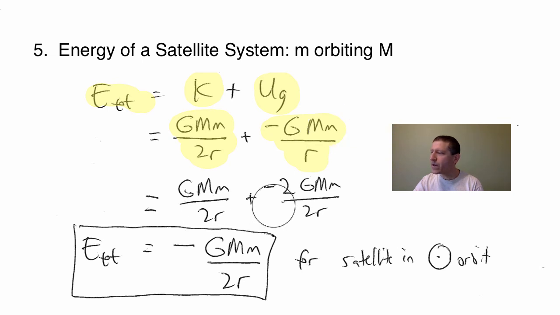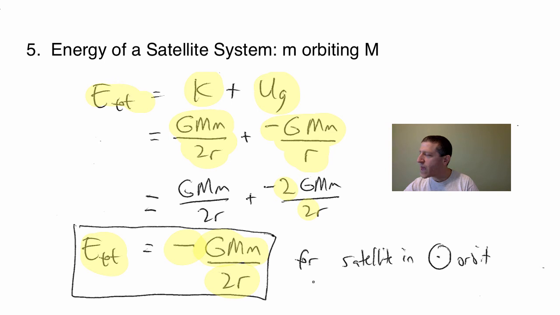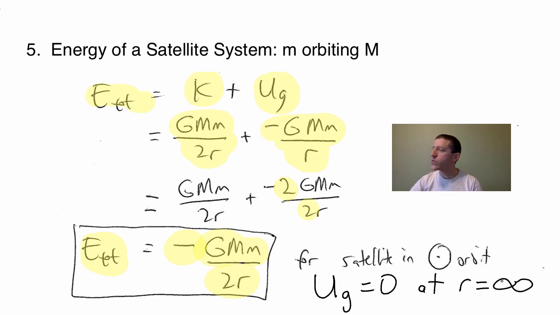But we're going to add to that the gravitational potential energy of the system, which is this. We need a common denominator, so we multiply top and bottom by 2 here. That gives us a common denominator. And when you add this positive value for the kinetic energy and this negative value for the gravitational potential energy, we get the total energy for the system of a satellite in orbit, which includes both kinetic and gravitational potential energy. It's negative GMm over 2R. This only works if you set U_G equal to 0 at R equals infinity. This only works when you do that.